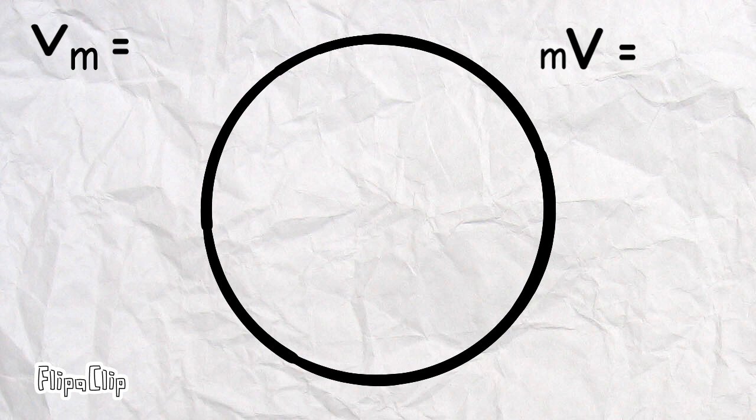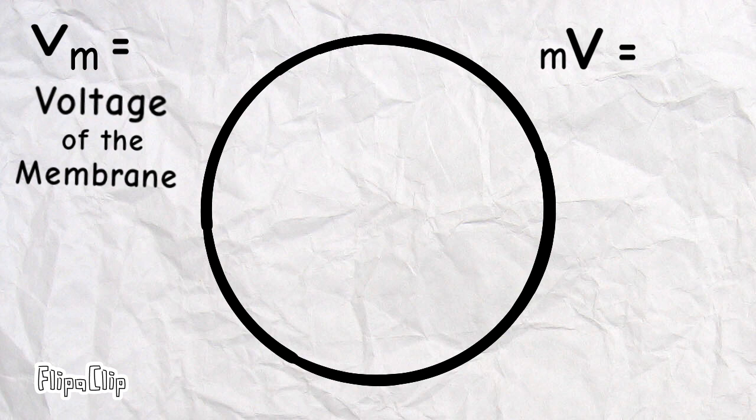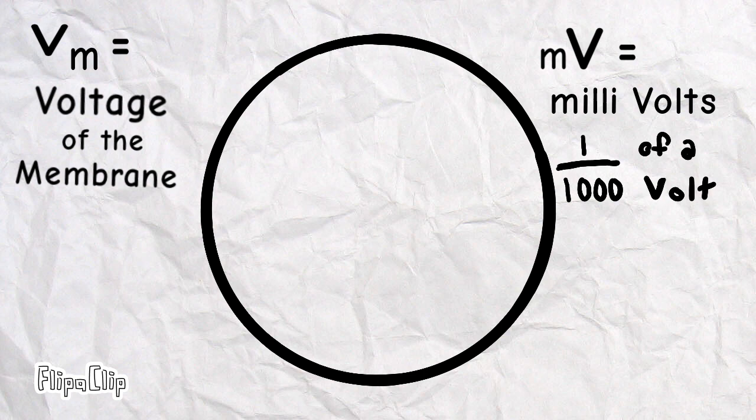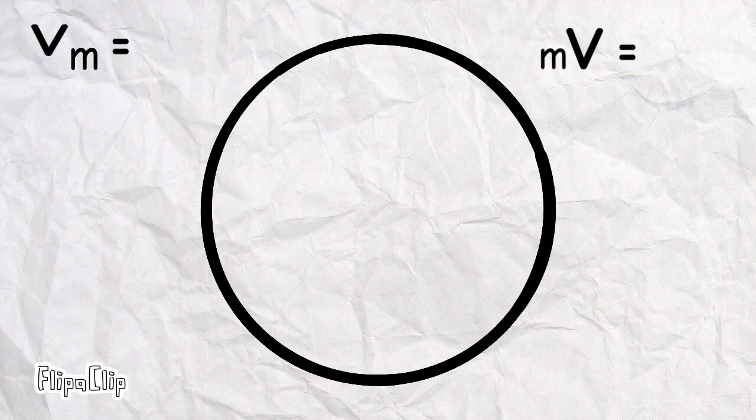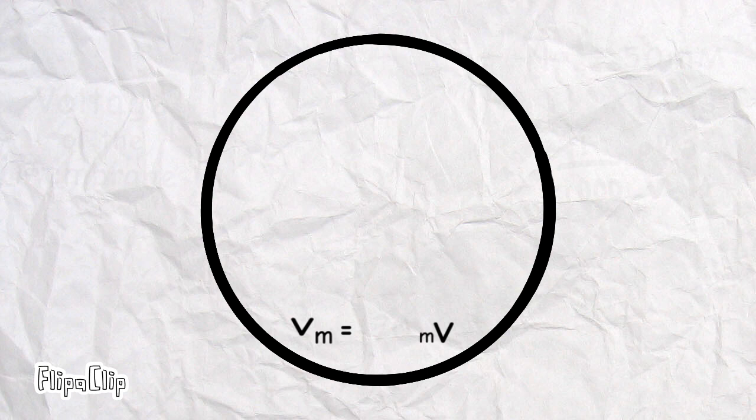The first is voltage of the membrane, which represents the net charge inside the cell. The voltage of the membrane will be expressed in millivolts, which are 1/1000 of a volt. Typically, you'll see the voltage of the membrane written inside the cell, along with the solute concentration written outside the cell. But for now, we don't really need to focus on the concentration of the solute, just the charge of the solute itself. There are two rules when determining the direction of electrical driving force.